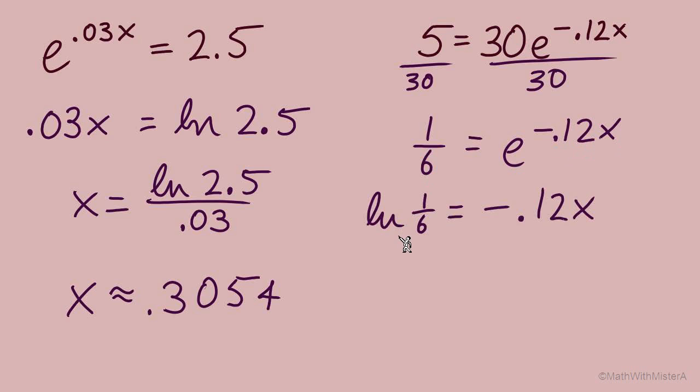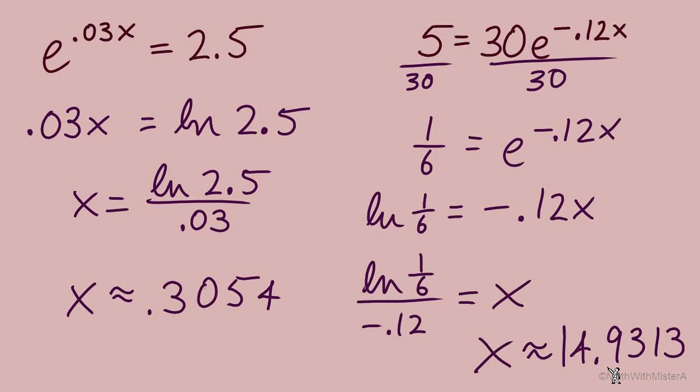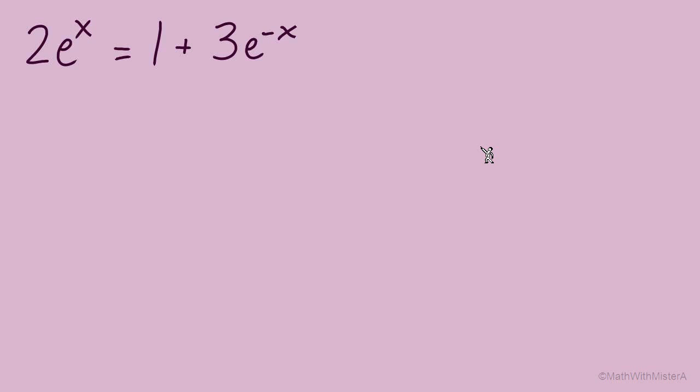On the left, we'll have natural log of 1/6. On the right, we're bringing our exponent down, and natural log of e equals 1. Multiplied by 1, it's gone. To finish solving for x, we'll divide both sides by negative 0.12. There's our exact answer. The decimal approximation is about 14.9313.